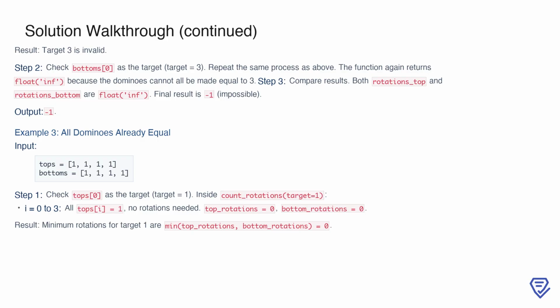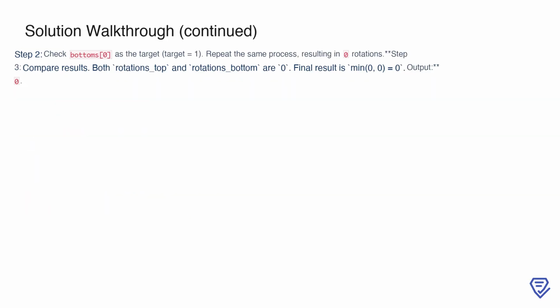Now, let's examine a simpler case where all dominoes are already equal without requiring any rotations. The input arrays are tops equals 1, 1, 1, 1, and bottoms equals 1, 1, 1, 1. For this case, we first check tops[0] as the target, which is 1.